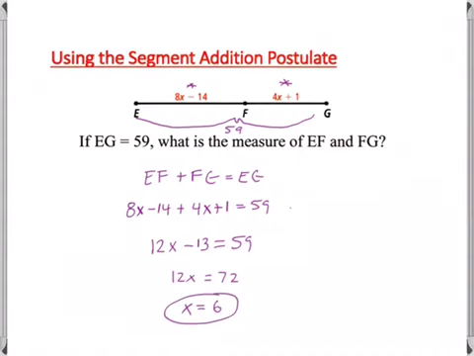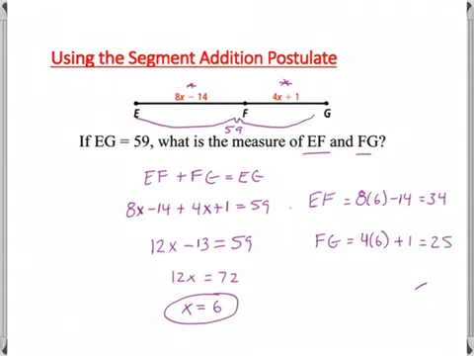We're not done yet, because they asked for the length of EF and FG. So to find the length of the two segments, we're going to plug it back into their respective equations. So for EF, we've got 8 times 6 minus 14, which in this case is going to give us 34. And then for FG, we've got 4 times 6 plus 1, which is going to give us 25. So EF is 34, FG is 25.